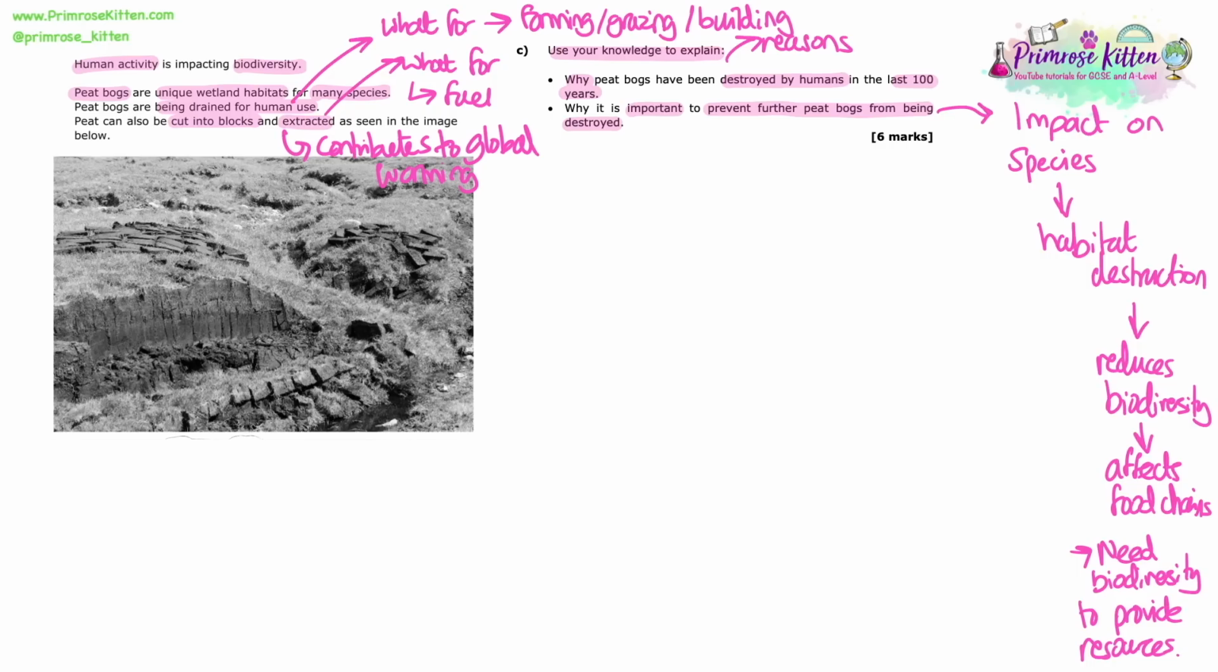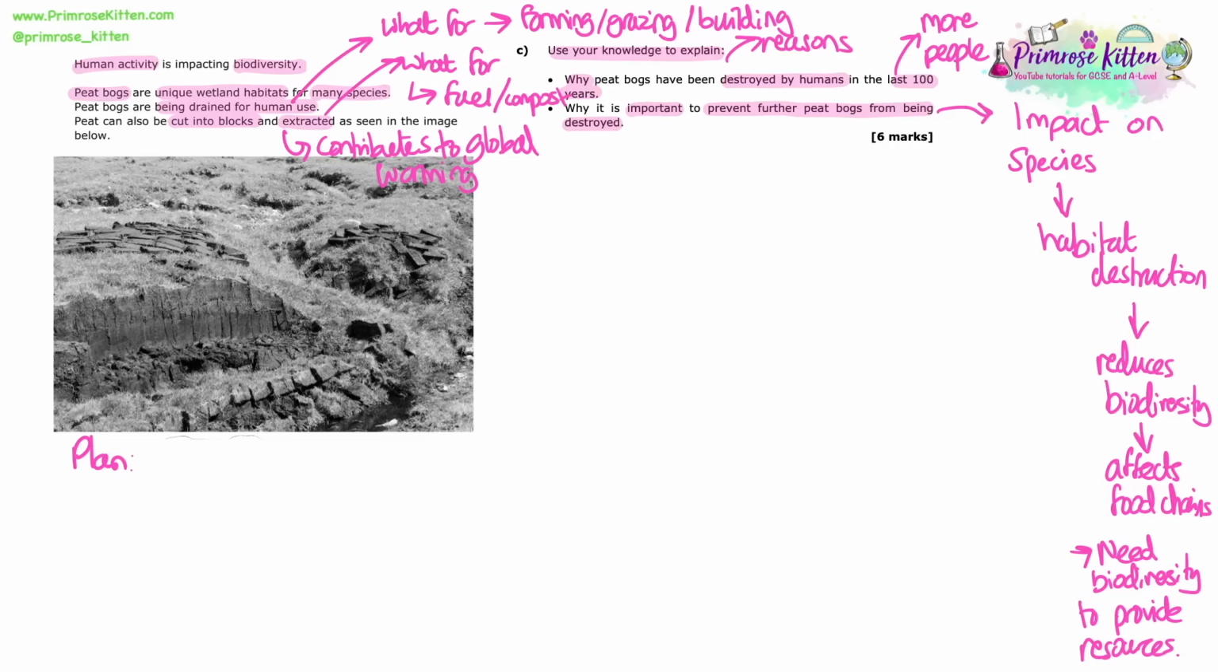And then another reason why it's important to prevent this extraction and destruction is because the extraction actually contributes to global warming. So it releases carbon dioxide into the atmosphere, contributes to global warming, which contributes to climate change, and that can have another impact on biodiversity as well. It also says why they've been destroyed by humans in the last 100 years. So yes, this is what they've been destroyed for: farming, grazing, building, fuel, compost.